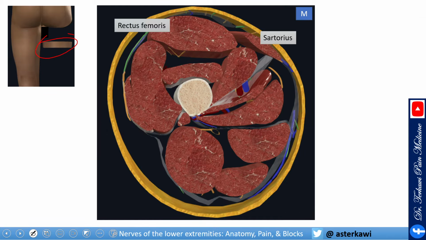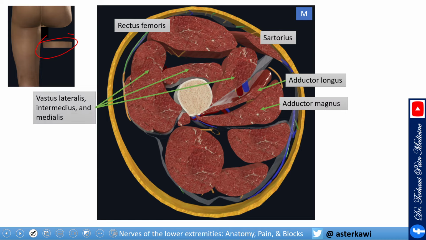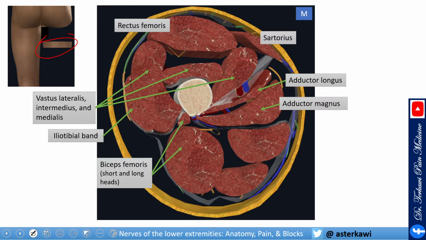So now, again, rectus femoris, sartorius. This is adductor longus and magnus, pectineus. Where is pectineus? No pectineus at this point. And then notice how the vastus medialis starts to move more medial. Tibial band, no major changes here.